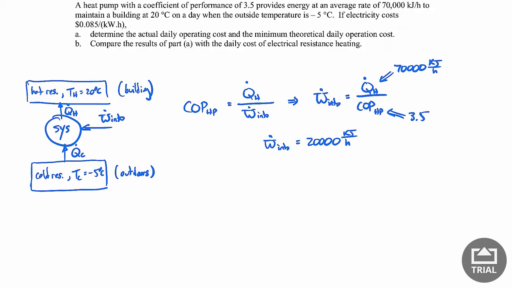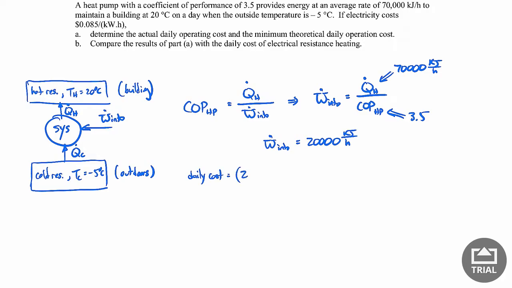So that gives us the power that is required to operate the heat pump cycle. It doesn't give us the daily cost. So in order to find the daily cost, we need to multiply that power by the cost of electricity. So we'll do that. So this will be the daily operating cost.